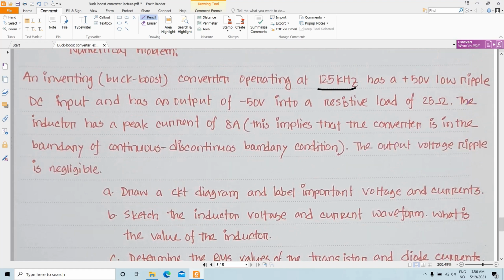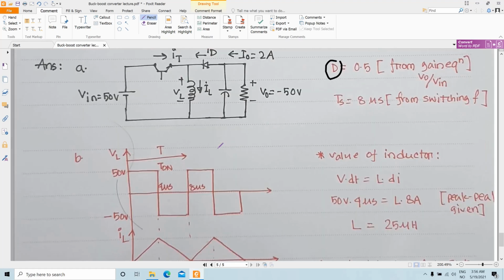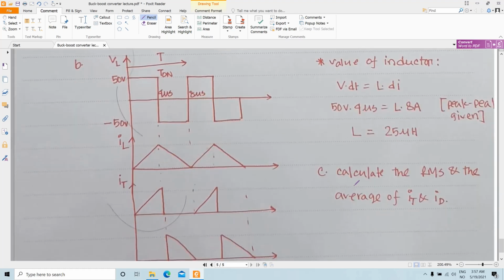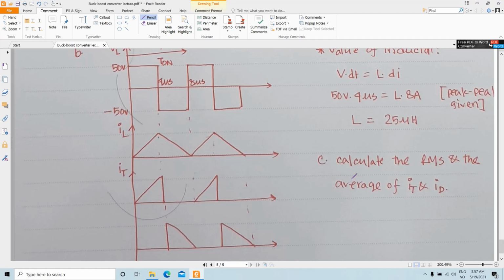It says that the inductor has a peak current of 8 ampere, and when it is operating at the boundary of continuous and discontinuous operation, the di value, which is the peak to peak value, becomes 8 amp. So you can calculate your L value from here.